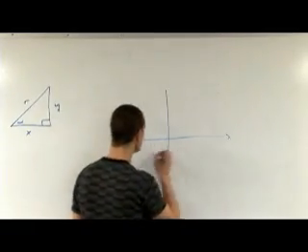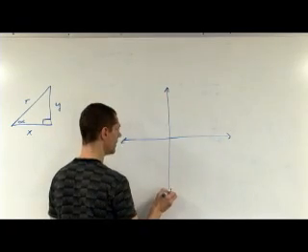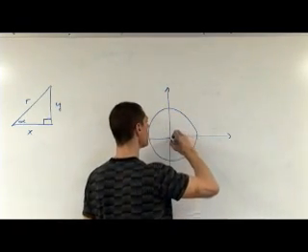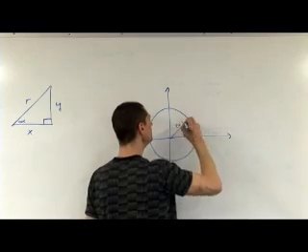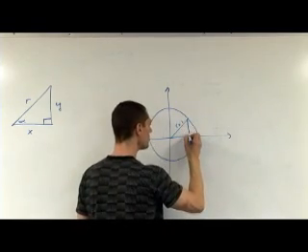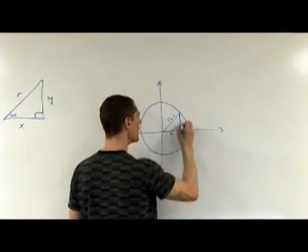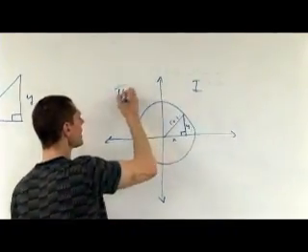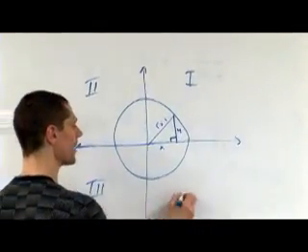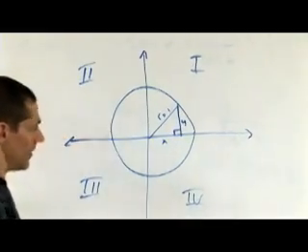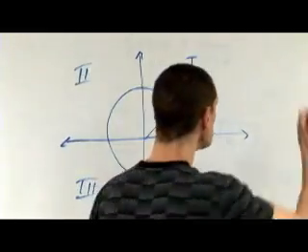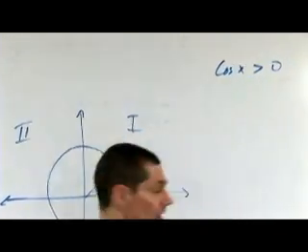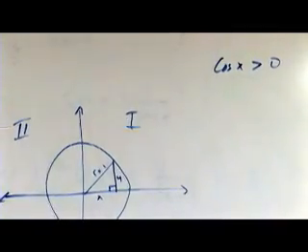Remember, if we're using the unit circle, there we go. And so this radius is just 1 here. Here's a basic picture right here. Here's x, here's y. So this is the first quadrant, this is the second quadrant, this is the third quadrant, and this is the fourth quadrant. Suppose that cosine x is greater than 0. Which quadrant must it be in?